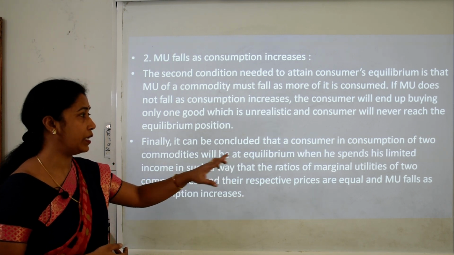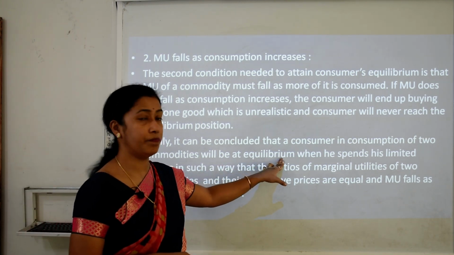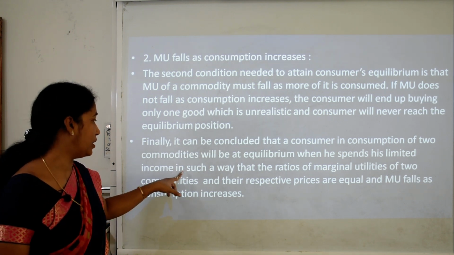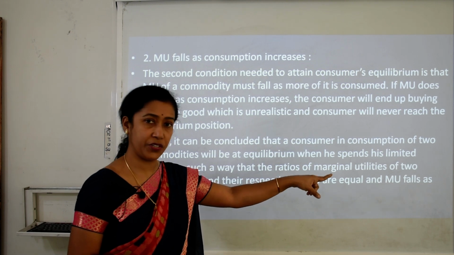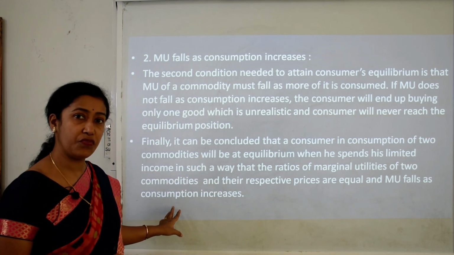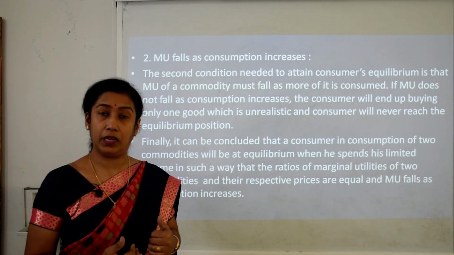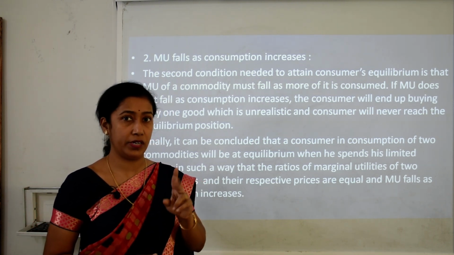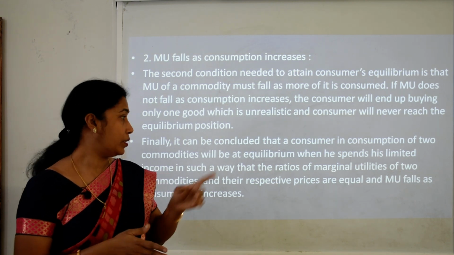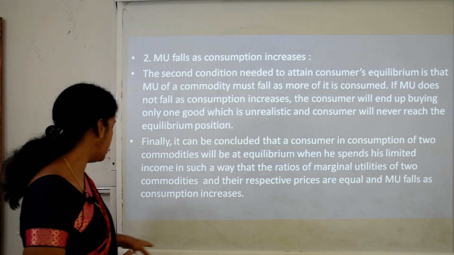Finally, it can be concluded that a consumer consuming two commodities, the case we are studying, will be at equilibrium when he spends his limited income, the whole income he has, in such a way that the ratios of marginal utilities which he derives from the two commodities and their respective prices are equal, and marginal utility falls as he increases consumption. So these two conditions must hold when a consumer tries to attain equilibrium in the case of two commodities. First, the marginal utilities of the two commodities along with their prices must be in the same ratio, and second, marginal utility falls as he increases his consumption.